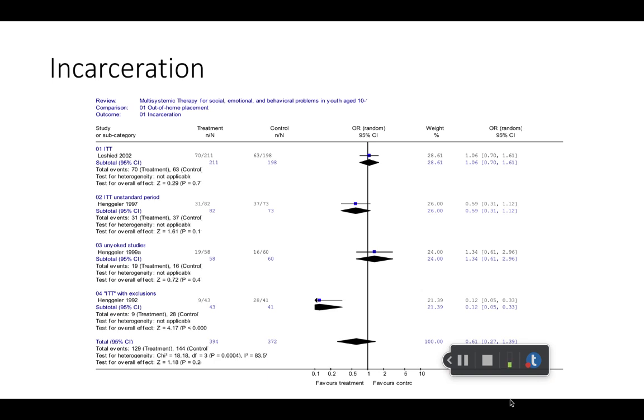Okay, what meta-analysis does is it combines the results of these 4 studies, and that's the bottom diamond. So overall, that bottom diamond crosses the line of no difference, suggesting that overall, these 4 studies provide no evidence that MST is significantly better or worse at reducing incarceration than the alternative treatments to which it's been compared.